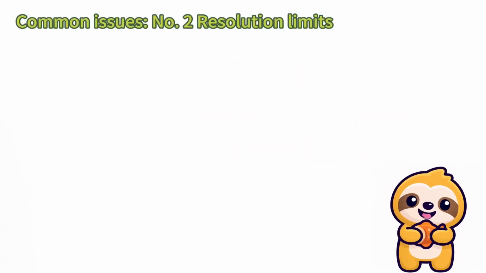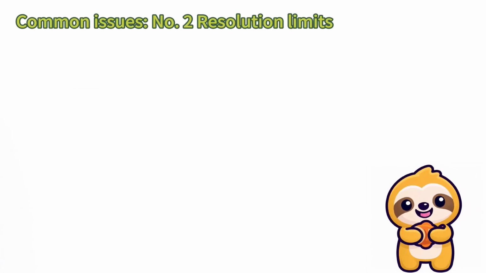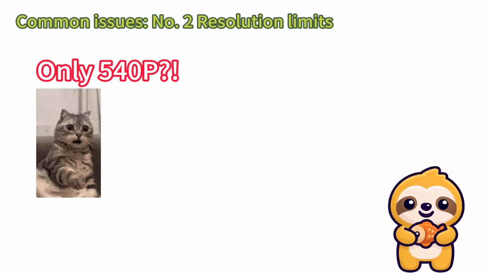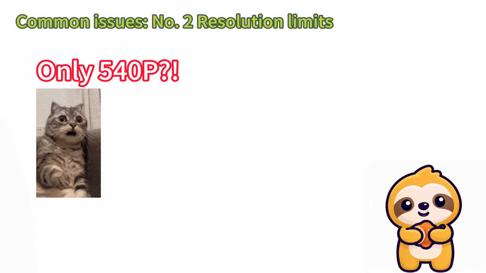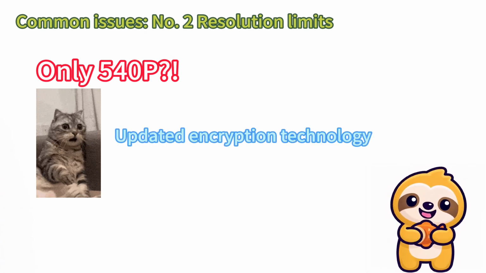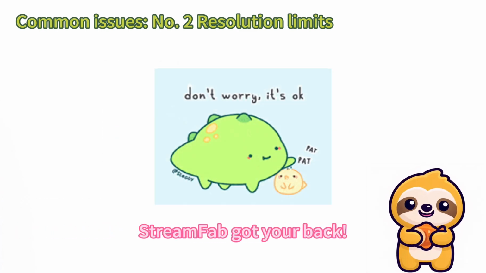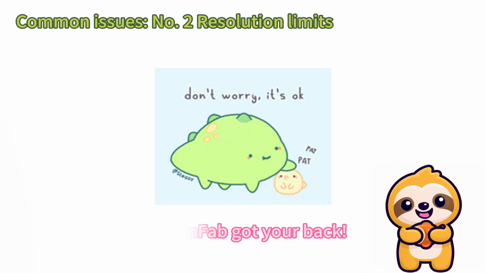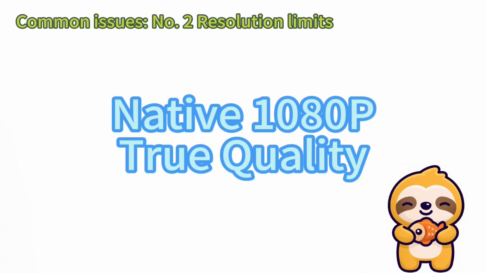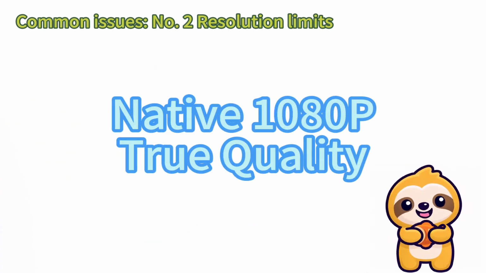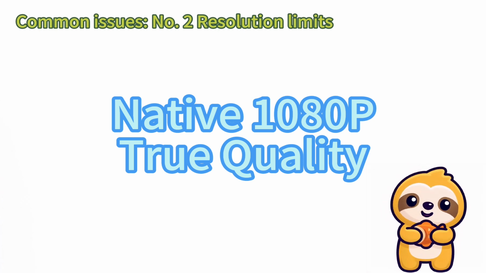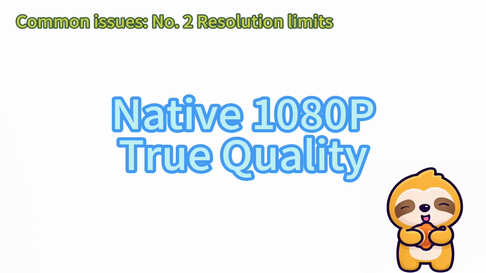Resolution limits are another major concern. Some users are surprised to see only 540p videos downloading. That's because many platforms have recently updated their encryption technology, and it takes time for StreamFab to catch up. But don't worry, what you're getting is still far better than re-encoded content. StreamFab enables you to watch native 1080p content offline across different streaming platforms. Native 1080p means true quality, not just upscaled 720p.